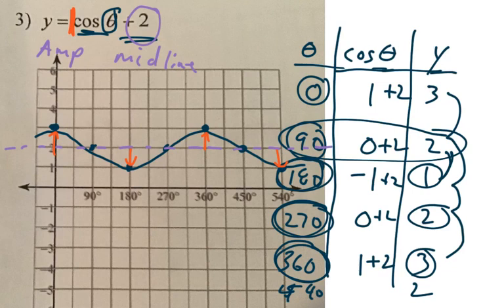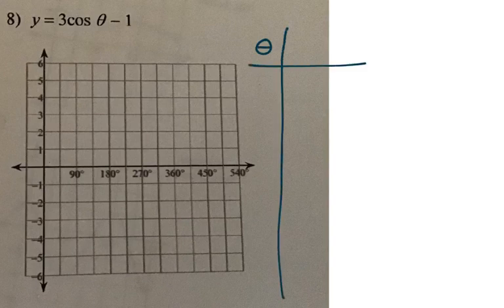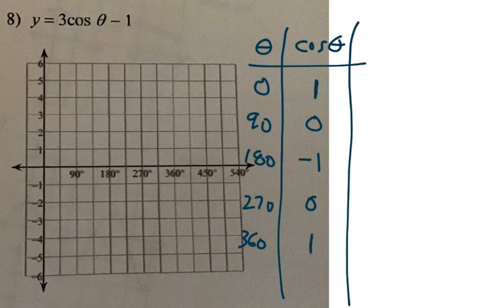Okay, let's do one more graph and we're done. So again, let's start with our table. Theta is just the same thing as x. We're going to do, of course, cosine theta, baby steps. We're going to count by 90s. We know cosine of 0 is 1. Cosine of 90 is 0. Cosine of 180 is negative 1. Again, just look at the unit circle. Cosine of 270 is 0 again, and cosine of 360, we're back to positive 1.